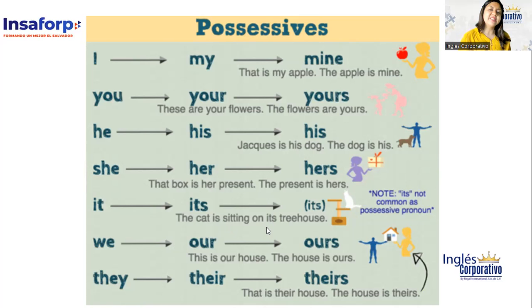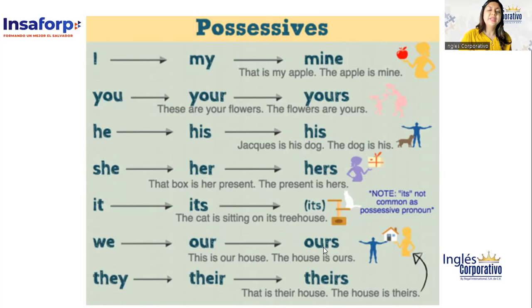The cat is sitting on its treehouse. El gato está sentado en su casa de árbol. Entonces, en su casa de árbol. Casi no se usa el it como un posesivo pronombre, un pronombre posesivo.